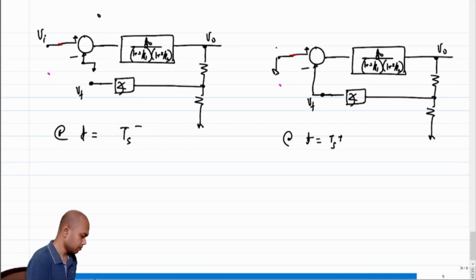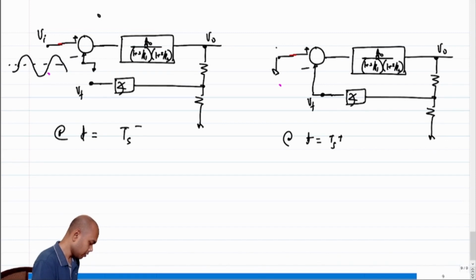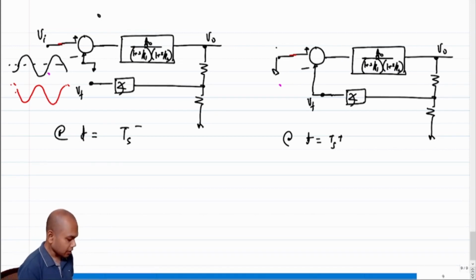What is going to happen? So let me remind you the fact that at t equal to ts minus, the input and the feedback voltages were identical in amplitude but 180 degree out of phase, right? So if we do this thought experiment, what's going to happen? So the feedback voltage will now appear at the input of the summer, right? So the feedback voltage here is this, right?